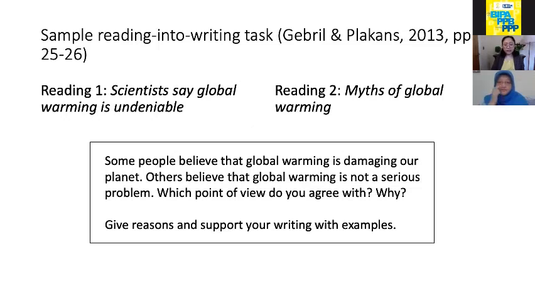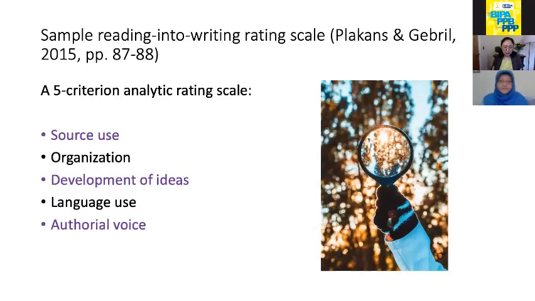Now let's take a look at the rating scales. Due to the density of the words in the rating scale, I can't show you the whole thing, but if you're interested, you can check this book. I'll just show you the criteria. It's an analytic rating scale, or analytic rubric, with 5 criteria: source use, organization, development of ideas, language use, and authorial voice.